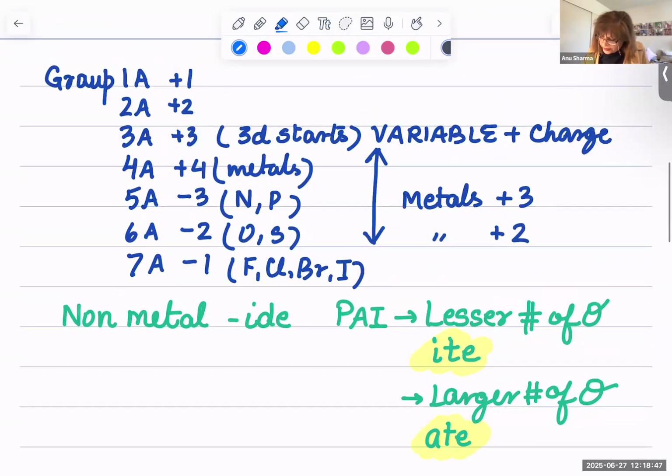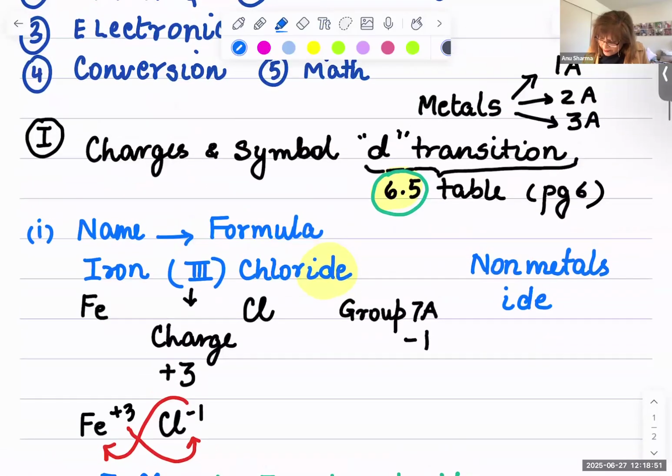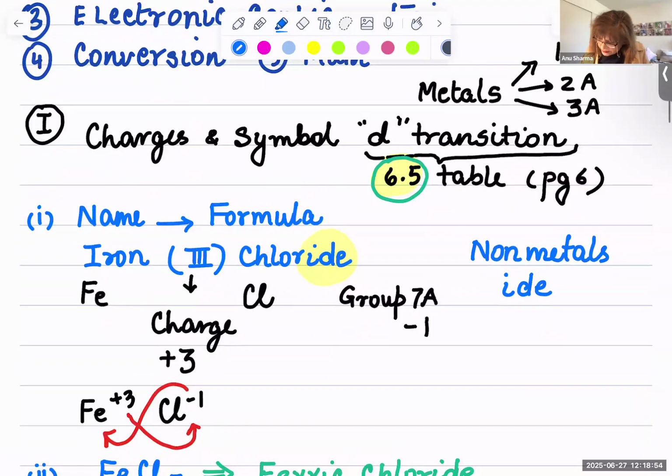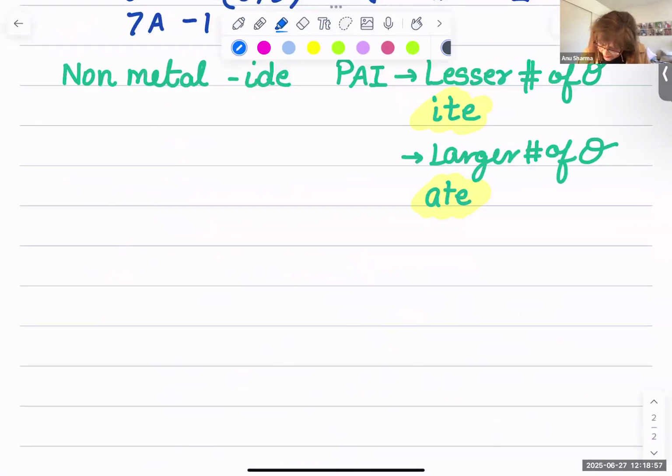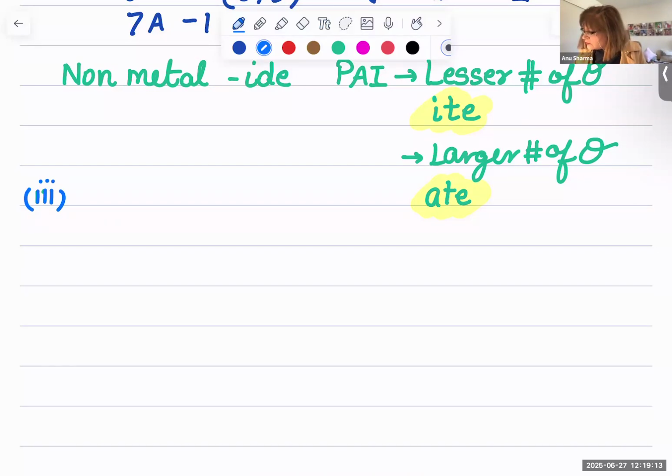So now let's look at some of the other naming here. This was one type, charges and symbols. The third type of naming, let's look at a few. Lead oxide. Okay, now in this case, they haven't mentioned whether it is +4 or +2.